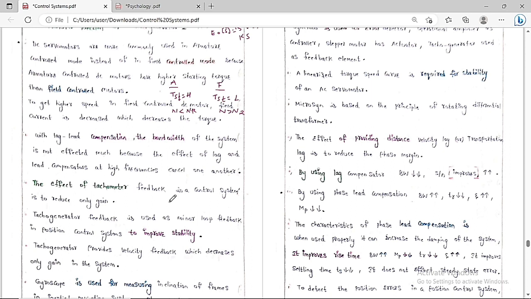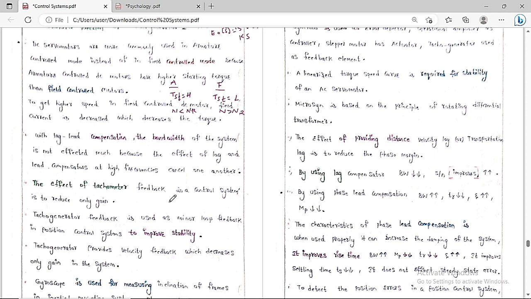The next point is tacho-generator provides velocity feedback which is going to reduce the only gain in the system. I've already told you tacho-generator means the output is proportional to the rate of change of speed. So we can say that the input is the rate of change of velocity and the output we are going to get is the voltage.